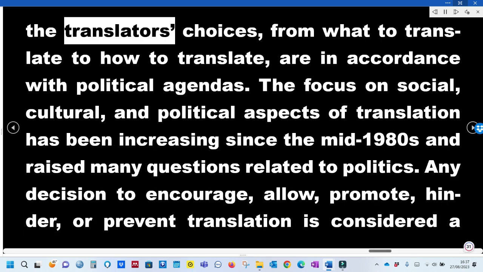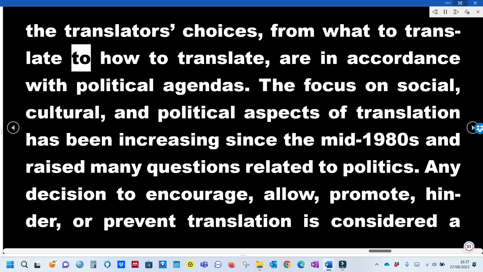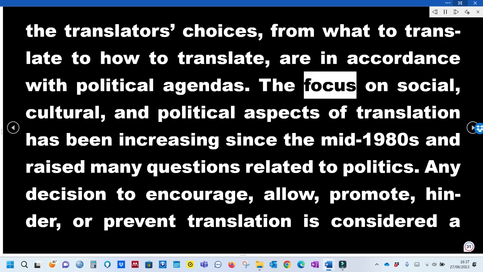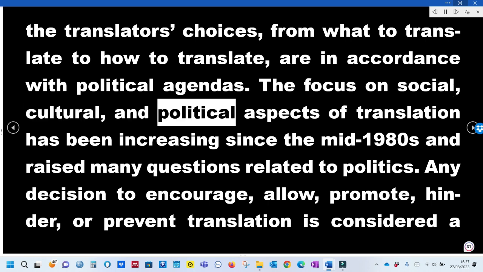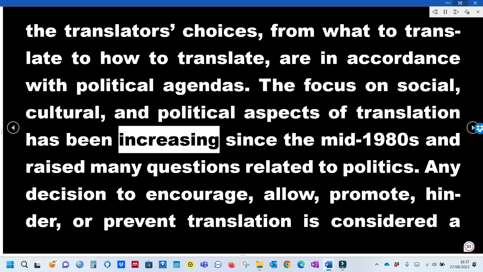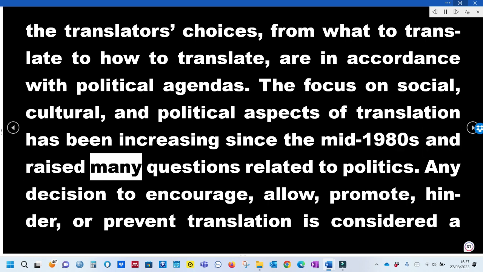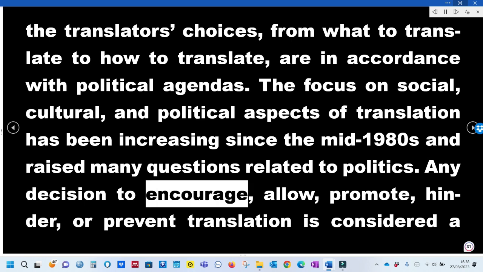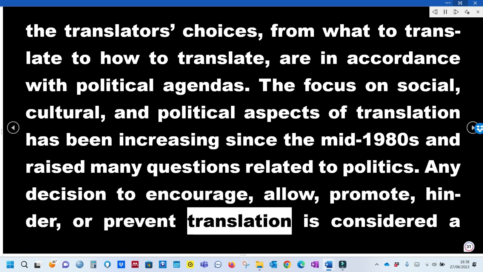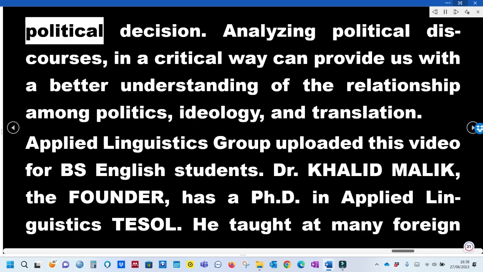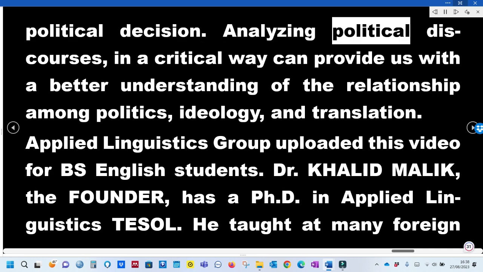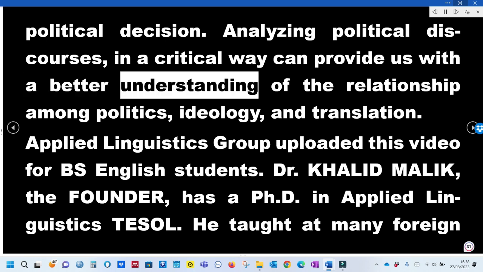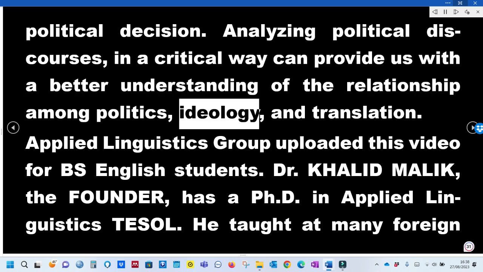They believe that the translator's choices, from what to translate to how to translate, are in accordance with political agendas. The focus on social, cultural, and political aspects of translation has been increasing since the mid-1980s and raised many questions related to politics. Any decision to encourage, allow, promote, hinder, or prevent translation is considered a political decision. Analyzing political discourses in a critical way can provide us with a better understanding of the relationship among politics, ideology, and translation.